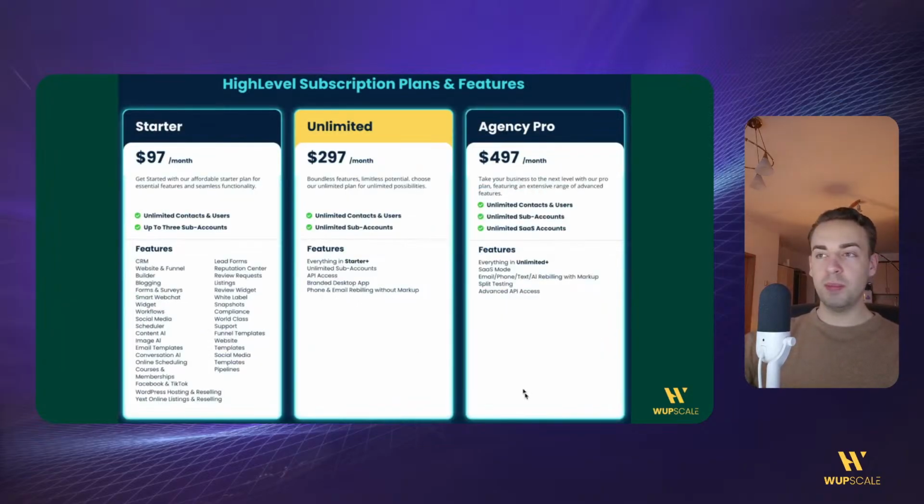Here are the three main plans for HighLevel. So we have a starter plan at 97 per month, an unlimited plan at 297 per month, and then we have the Agency Pro package at 497 per month.